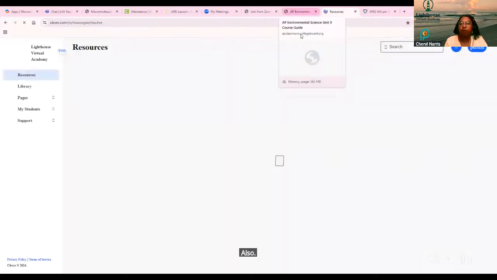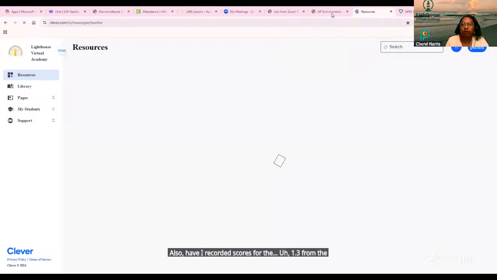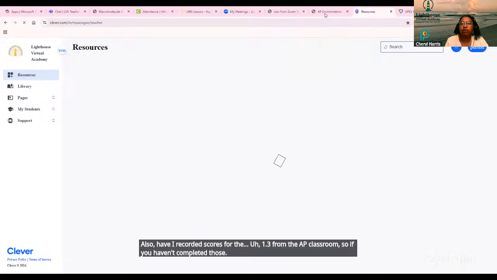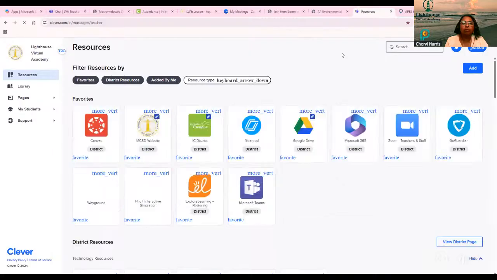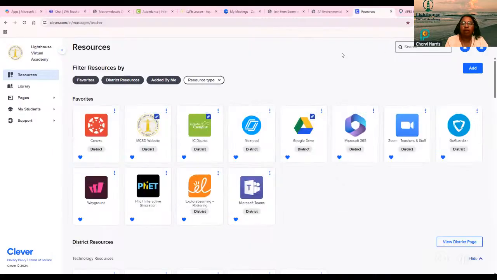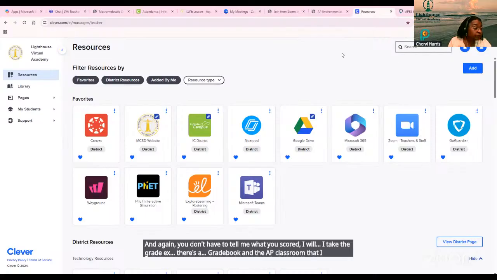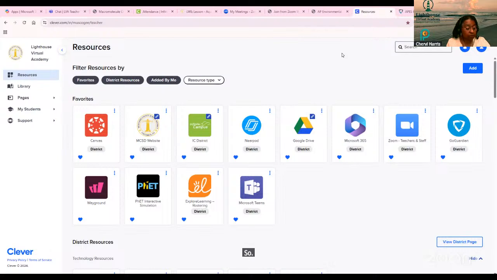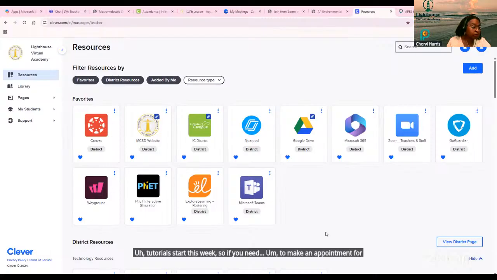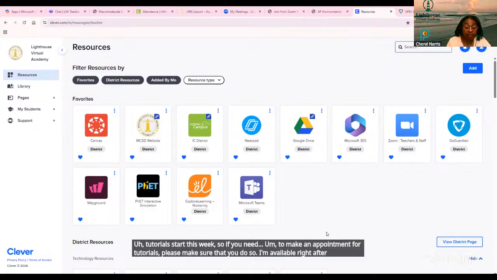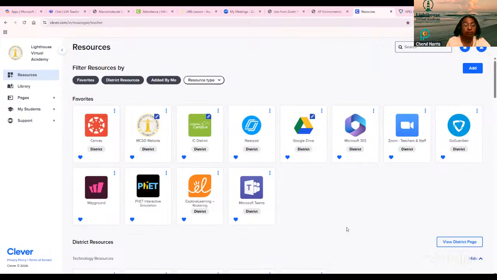Also, have I recorded scores for the 1.3 from the AP classroom? So if you haven't completed those, please do so. And again, you don't have to tell me what you scored. I take the grade. There's a grade book in the AP classroom that I will just transfer the grade from there to Canvas. So you don't have to tell me what you did, but I will know what you did because it'll be blank on the grade book or you'll have a 3. Okay. Tutorials start this week. So if you need to make an appointment for tutorials, please make sure that you do so. I'm available right after this class on Tuesdays and Fridays. But you do have to make an appointment.